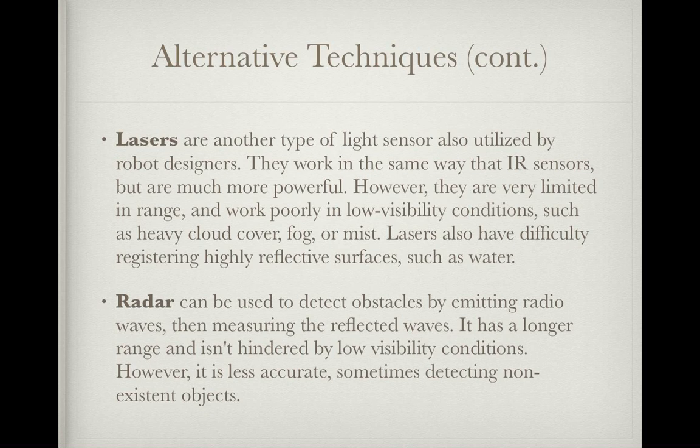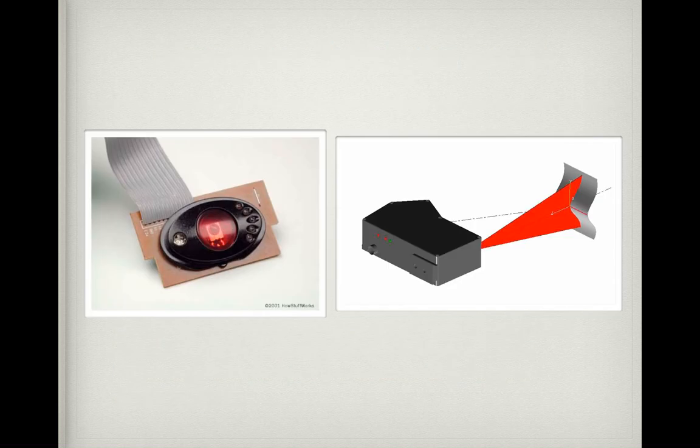Radar can also be used to detect obstacles by emitting radio waves, then measuring back the reflected waves, similar to the system used by the infrared sensors. It has a longer range and is not hindered by low visibility conditions. However, it is less accurate and sometimes detects blanks or non-existent objects which aren't actually there.